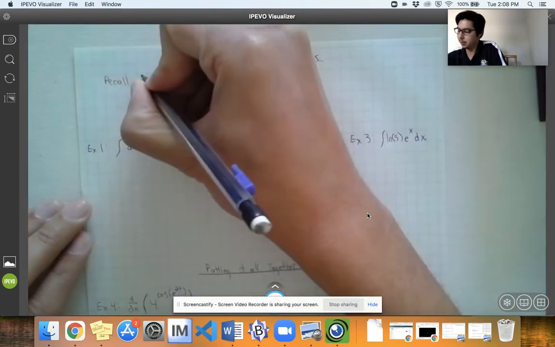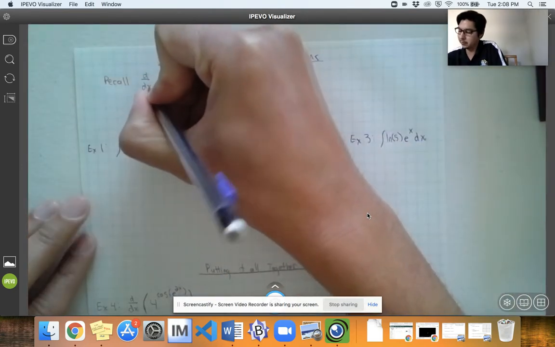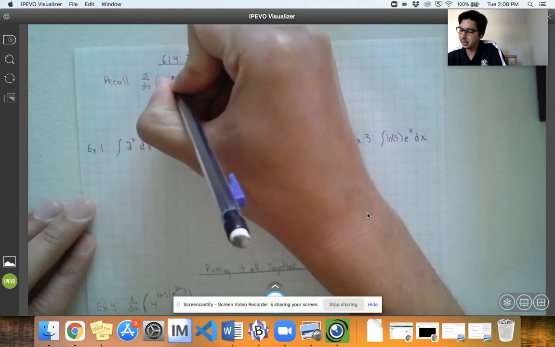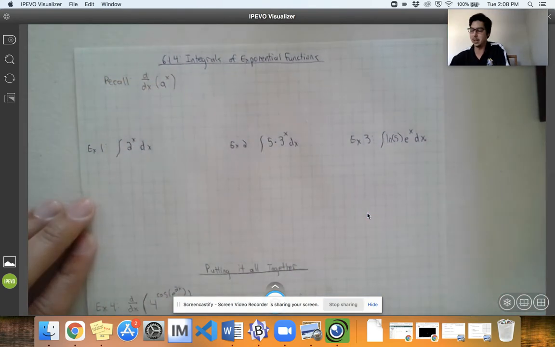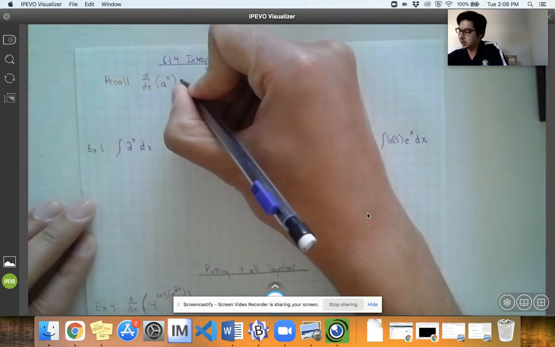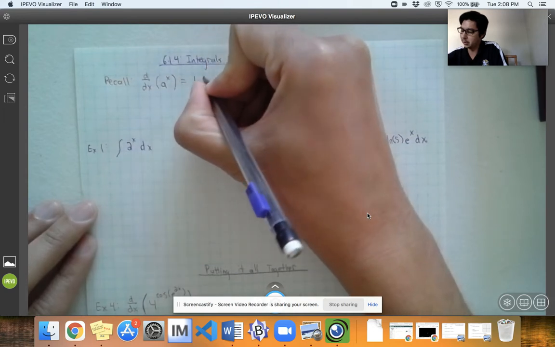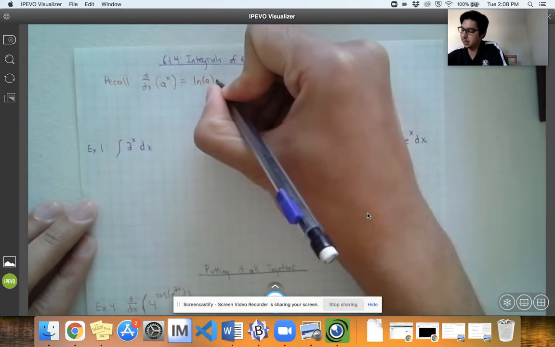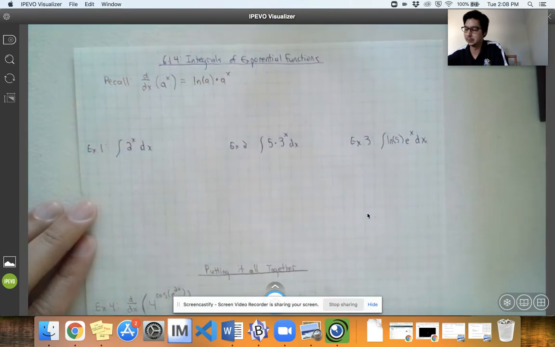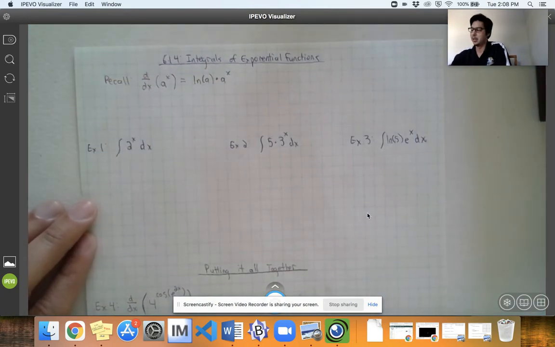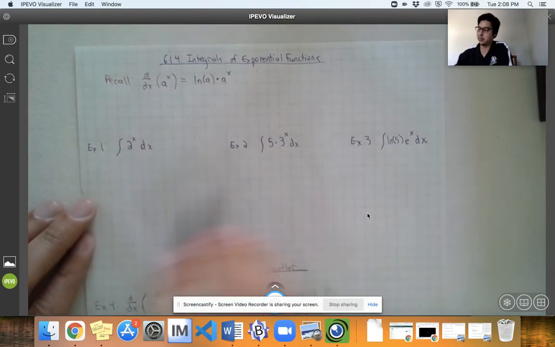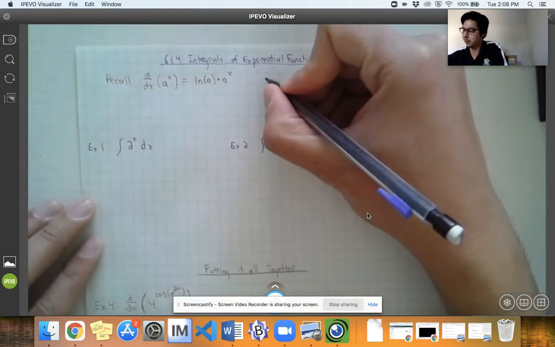So recall that what we learned is that the derivative of an exponential function, a to the x, where a is some positive number, is going to equal the natural log of that base times the function itself. And that's big. Now, since we're going to talk about integrals, also recall what an antiderivative is.